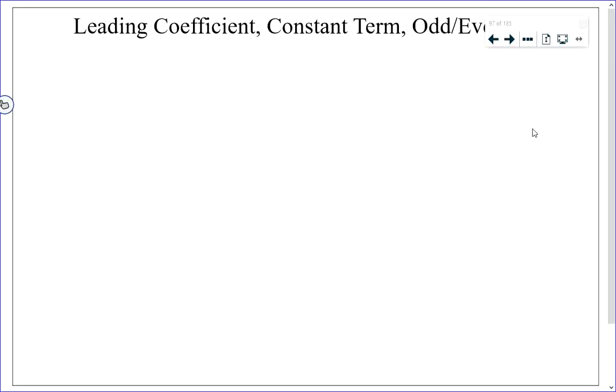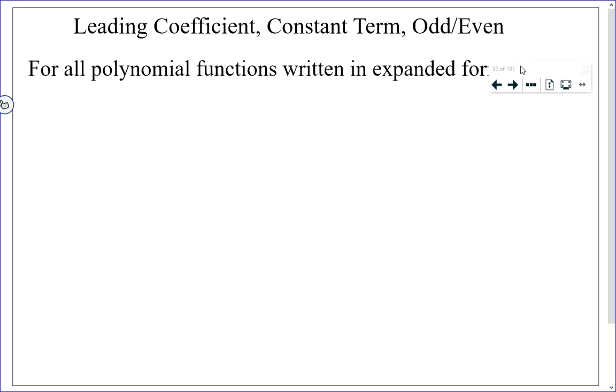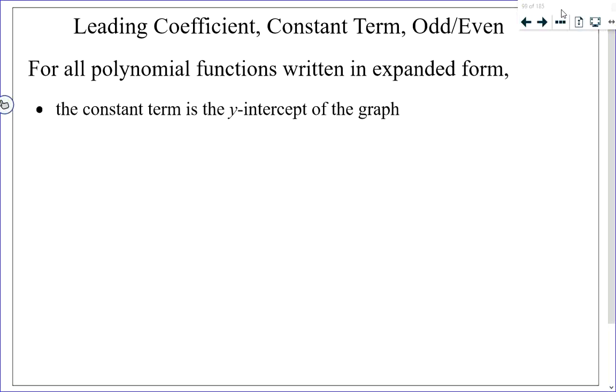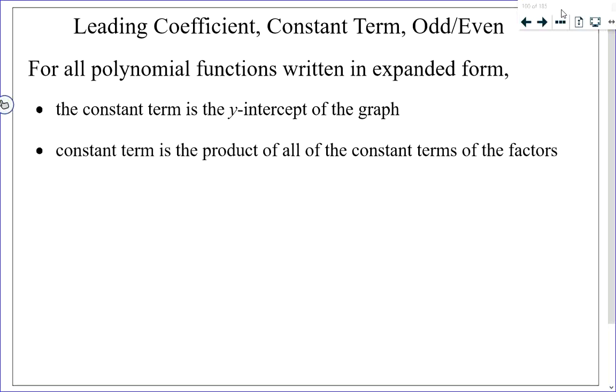When you look at a polynomial function that is in expanded form, and I mean by expanded form that somebody has multiplied it all out if necessary, for example, y equals negative 8x to the 6 plus 2x to the 4 minus 3x cubed plus 5x squared minus x minus 11. It's expanded out in that fashion. The constant term will always give you the y-intercept. The constant term will be the product of all of the constant terms of the factors.